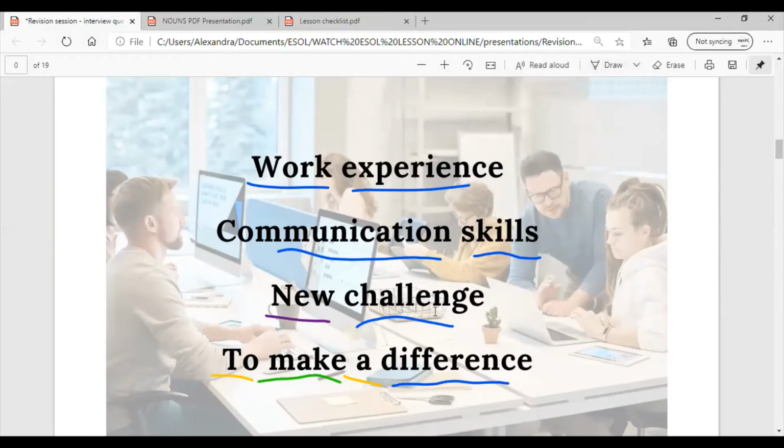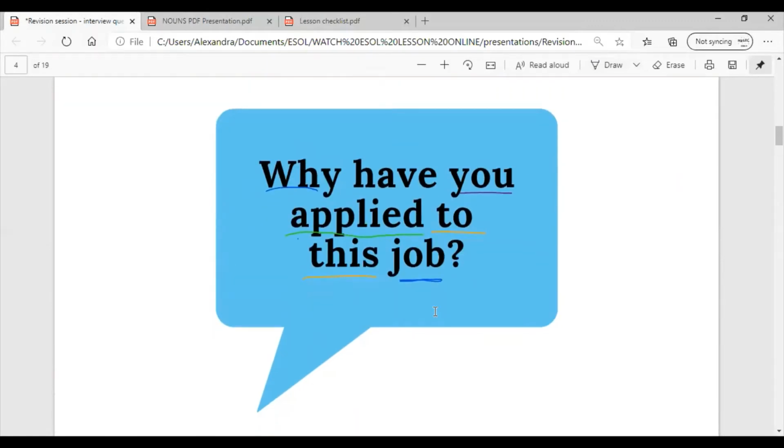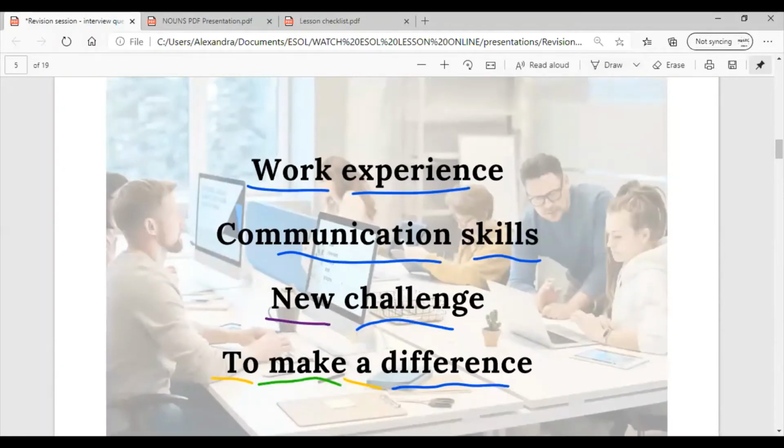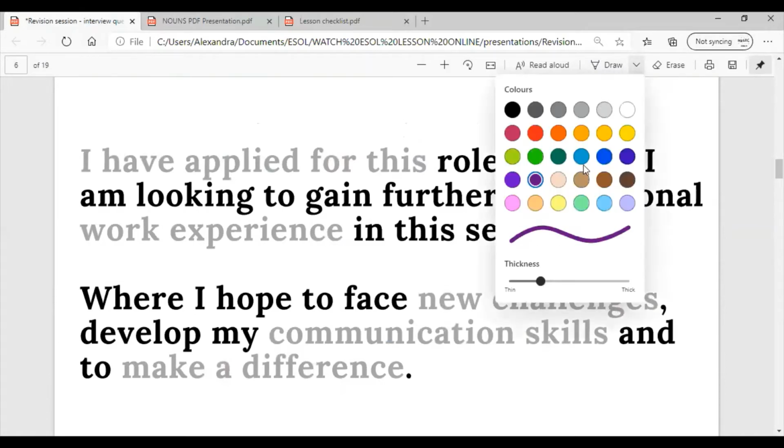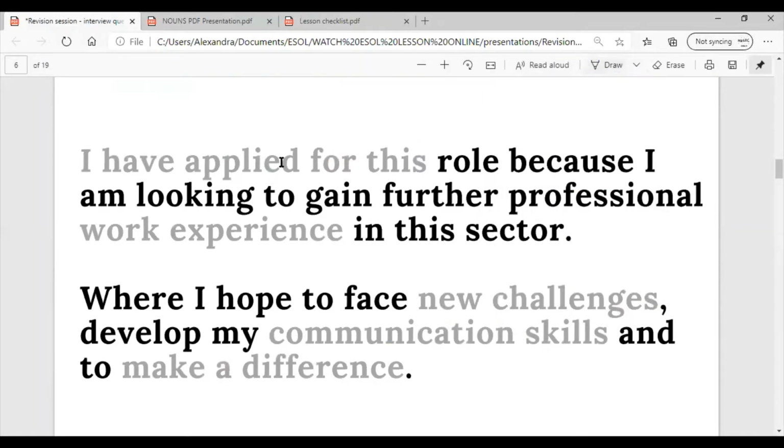So now if we look back to this question, why have you applied to this job? We're going to look at these topics and these possible answers and see how these ideas can be put into sentences that you would answer with. So like always, we're going to look for our nouns. If we read through this first answer: I have applied for this role because I am looking to gain further professional work experience in this sector.